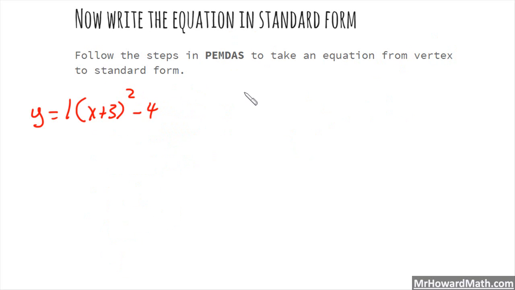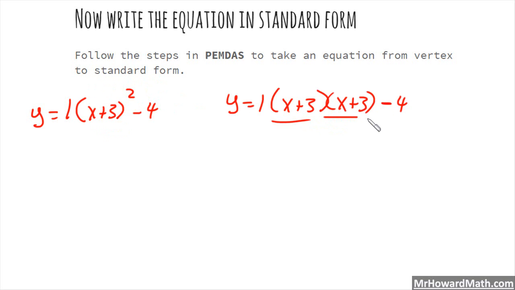Okay, the next part says to write that equation in standard form. So here it was in vertex form. So to write it in standard form, follow the steps in PEMDAS to make an equation from vertex to standard form. So this right here, x plus 3 quantity squared, means this, x plus 3 multiplied by itself. So that's the first thing that we do. We convert this quantity squared into each of the quantities multiplied by one another.